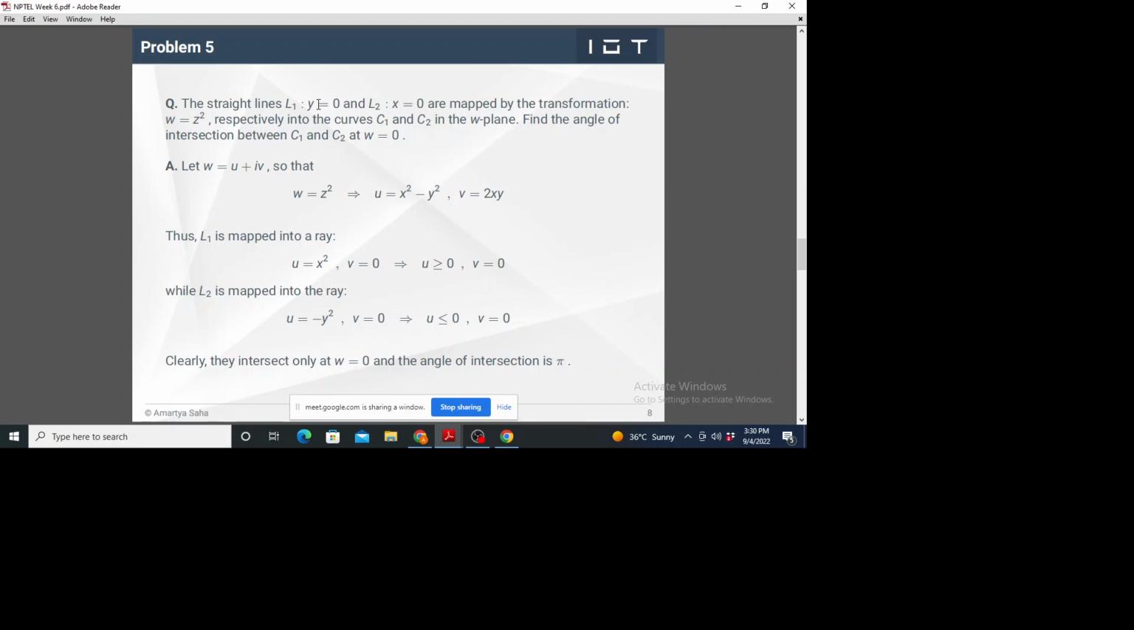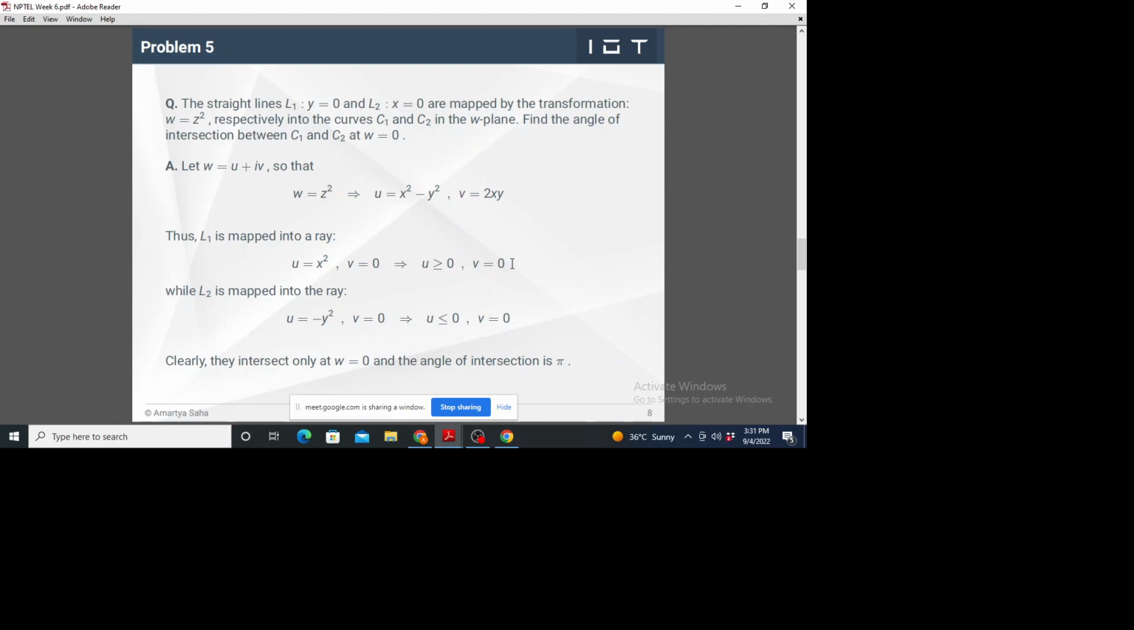L1 in the Z plane had y equal to 0. So just simply substitute y equal to 0 in this equation and you will get u equal to x squared and v equal to 0. And u equal to x squared means, since x squared cannot be negative, it's a real number, so u has to be greater than or equal to 0 and v is only 0. So that is our curve into which L1 is mapped.